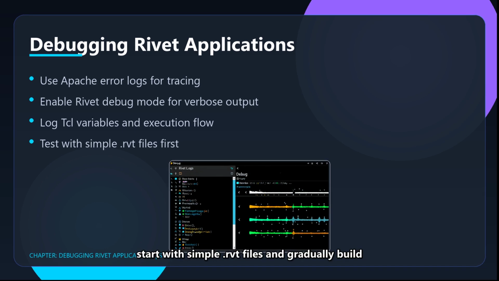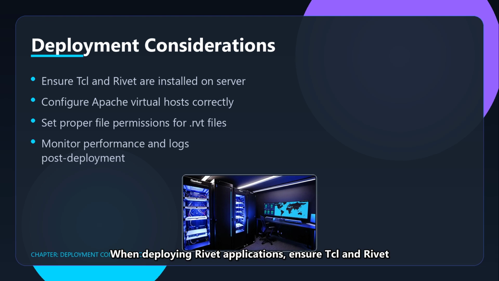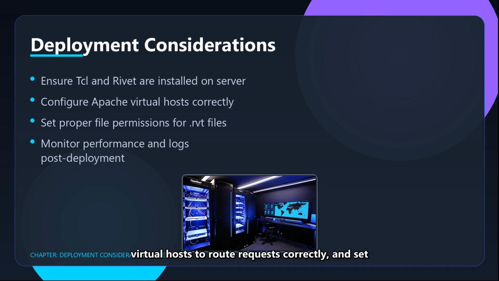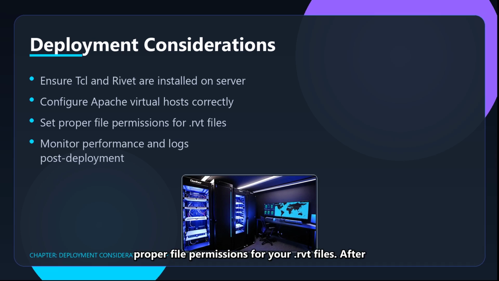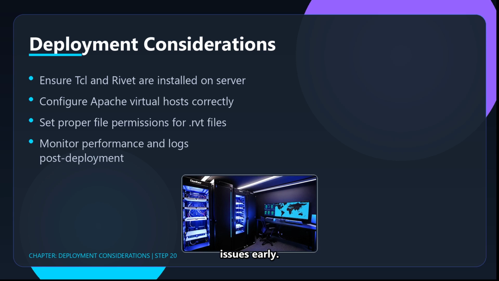As with any web development, start with simple .rvt files and gradually build complexity. When deploying Rivet applications, ensure TCL and Rivet are properly installed on your server. Configure Apache virtual hosts to route requests correctly, and set proper file permissions for your .rvt files. After deployment, monitor performance and logs to catch any issues early.